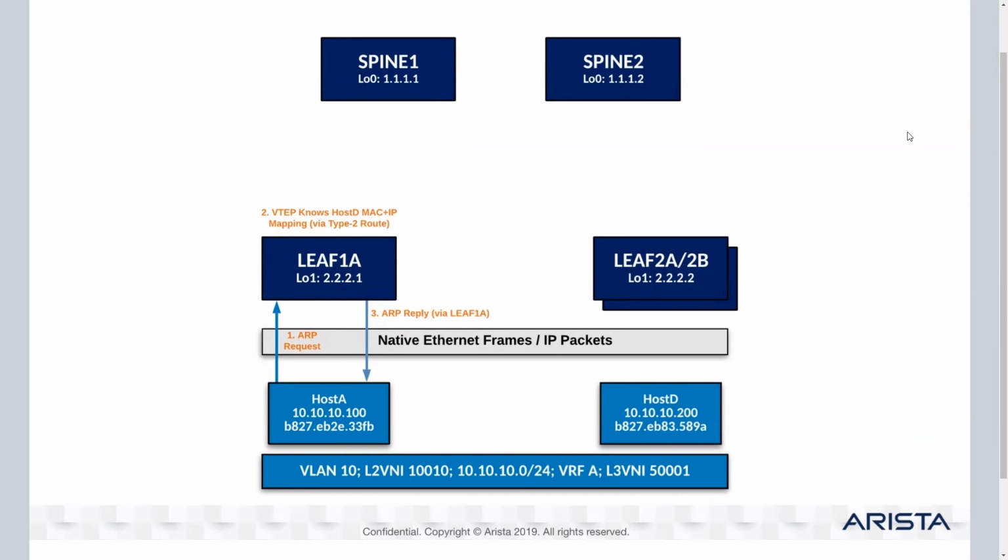A here says, okay, hey, who owns .200? Leaf 1A knows via the type 2 route originated for host D by Leaf 2A2B, it knows the MAC plus IP mapping of that respective host. Because it knows that, it says, all right, cool, I'm going to go ahead and reply on behalf of host D. And then when host A receives it, it has no idea. It looks like it came directly from that remote host, and we did not flood that ARP request across the EVPN domain. So that's pretty handy. Let's actually take a look at that in action.